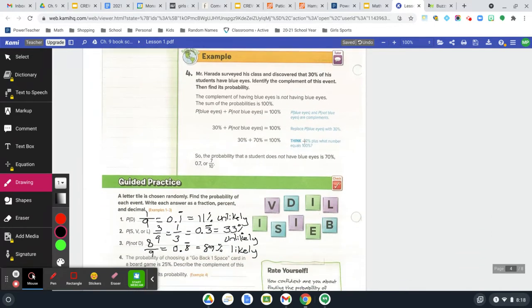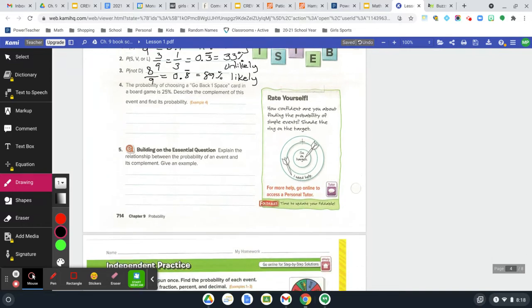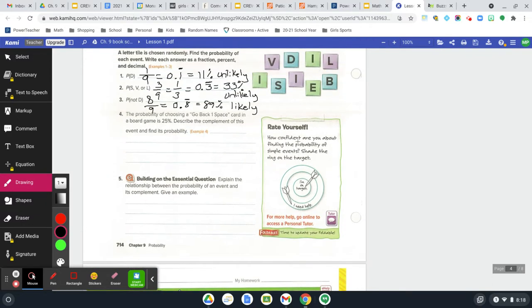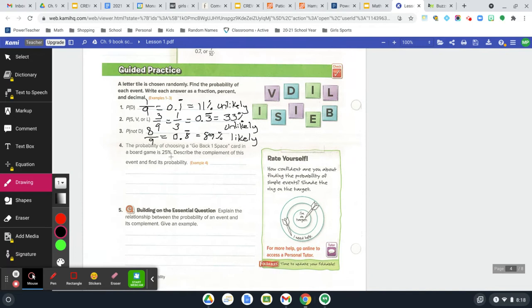So we're going to go to page 714. And in the guided practice there, number 4 is another example of a complement problem. In the guided practice at number 4, it says the probability of choosing a go back one space card in a board game is 25%. Describe the complement of this event and find its probability. So 25% of the cards in the board game are this go back one space.